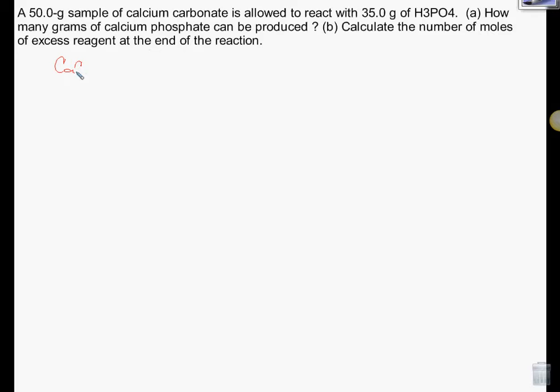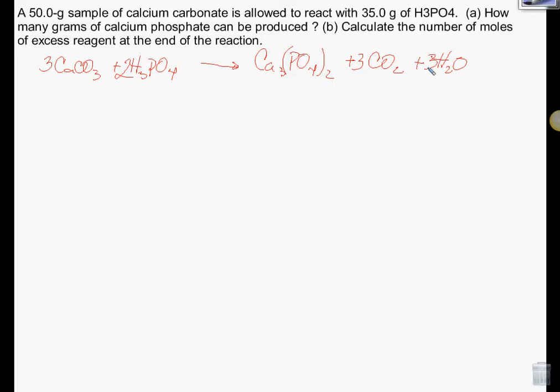I'm going to write calcium carbonate, sorry for the handwriting, plus phosphoric acid. This will produce calcium phosphate, plus carbon dioxide, plus water. Okay, this is a reaction. I'm going to omit the balancing parts. I'm just going to say that the coefficients are 3, 2, 1, 3, and 3.